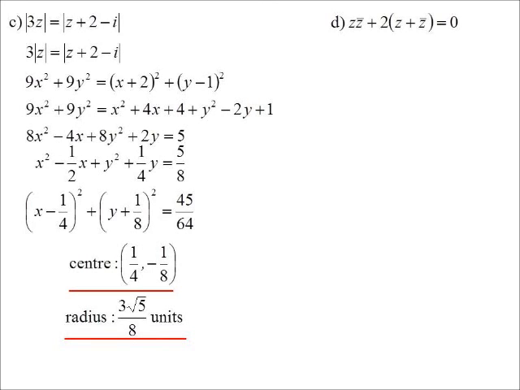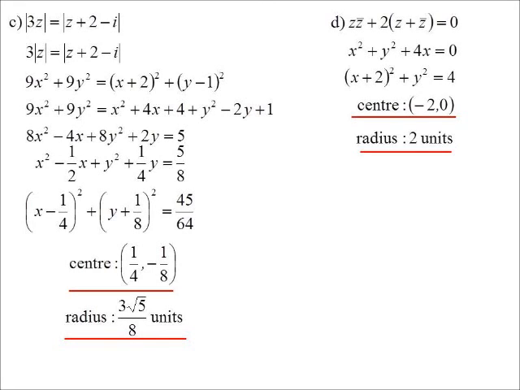Z plus z conjugate would be... Right, twice the real part, or 2x. Let's substitute that in. Now we've got something we can try and work out. What is the centre and so on. So let's group things. So it would be x plus 2 all squared plus y squared is 4. There we are. Centre minus 2, 0. Radius 2.